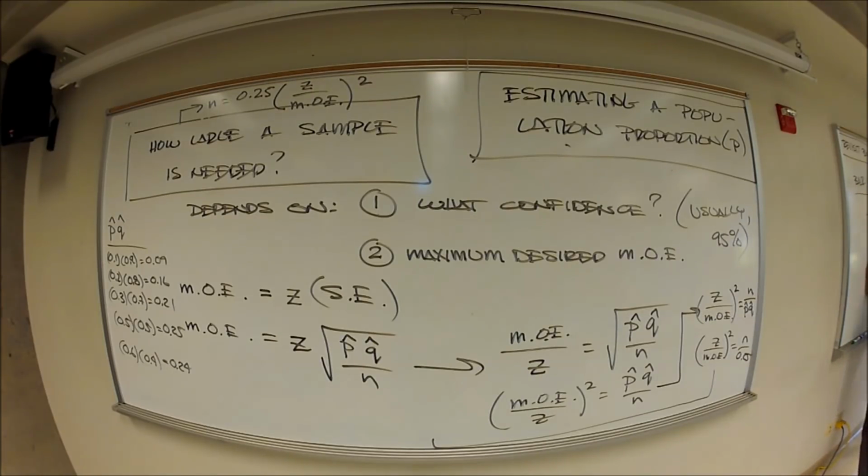So the sample size needed is just going to be 0.25 times the z, which is a consequence of the confidence. z is going to be 2, for 2 standard errors, over the desired margin of error. And this is why I wrote the program, which we'll illustrate here momentarily.